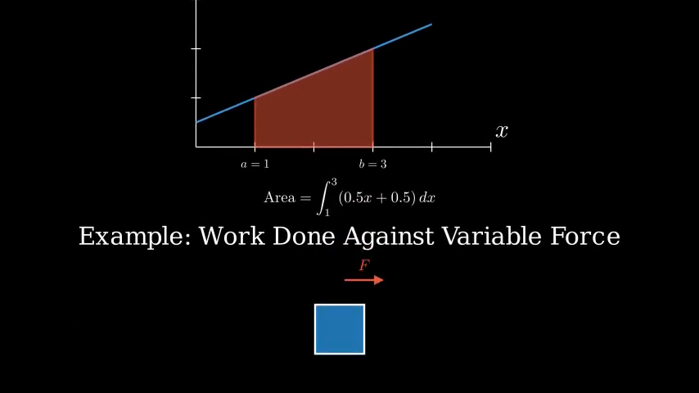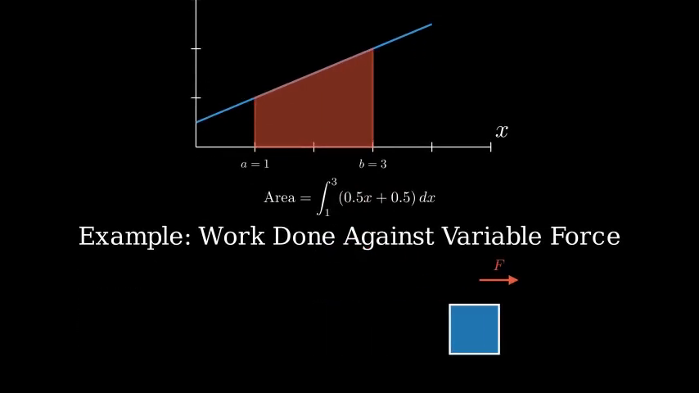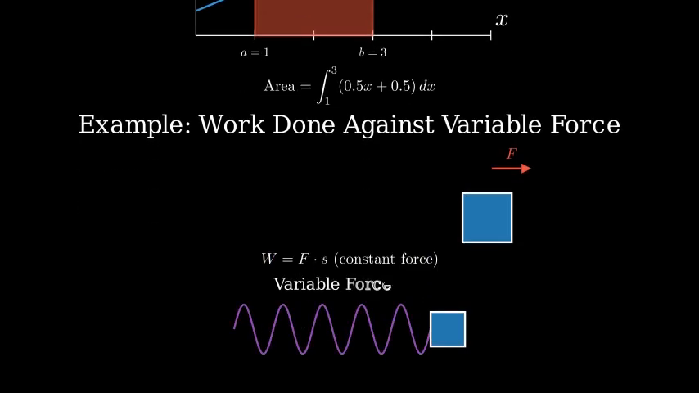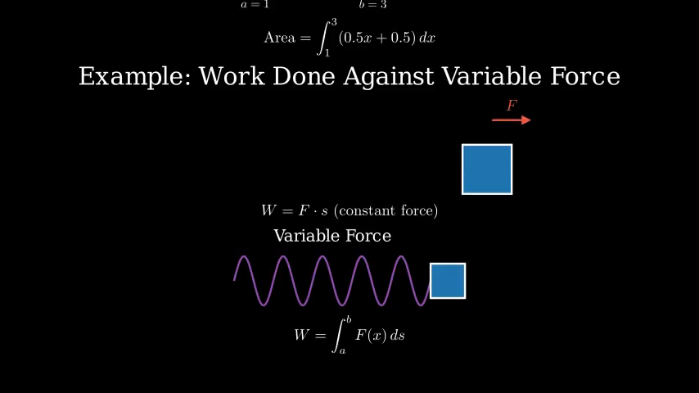Work is defined as the integral of force dot displacement. For a constant force F acting along a straight line, the work done equals force times displacement, W equals F times S. But what if the force varies with position? Then we need to use integration. Work equals the integral from position A to position B of force as a function of position times ds.